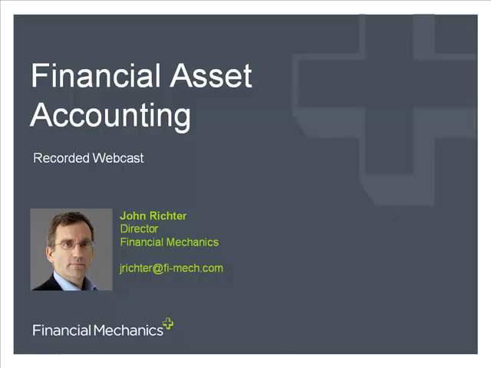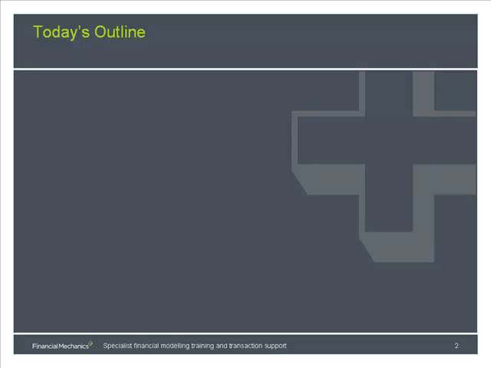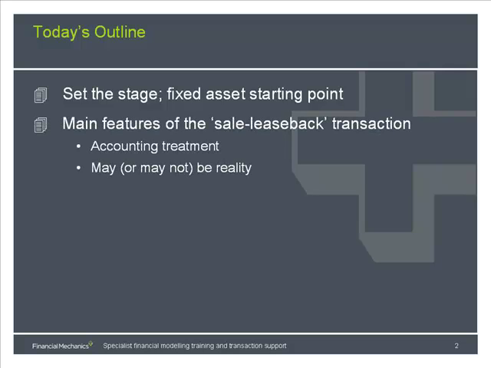Let me have a look at today's outline. First, I want to set the stage and understand the framework that we're going to start from, which is a fixed asset starting point, a very simple financial model of some business. The next step is to talk through the main features of financial asset accounting, often referred to in one form or another as sale leaseback types of things.